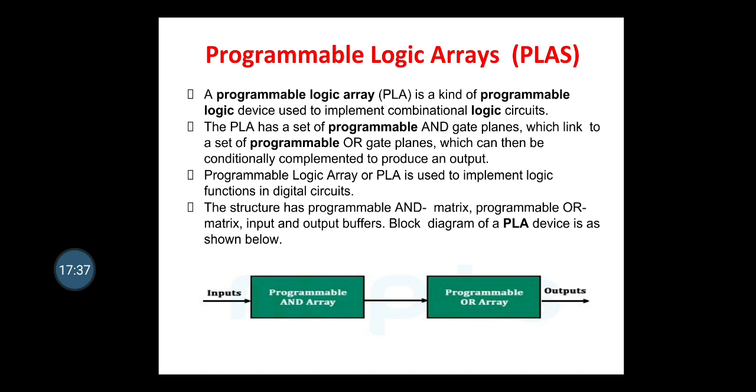So here you can see programmable logic arrays. In PLAs, the array matrix which we have seen now, the AND gate array is programmable as well as the OR gate array is also programmable. So both are programmable. A programmable logic array is a kind of programmable logic device used to implement combinational logic circuits. PLA has a set of programmable AND gate planes which link to the set of programmable OR gate planes, which can then be conditionally complemented to produce an output.